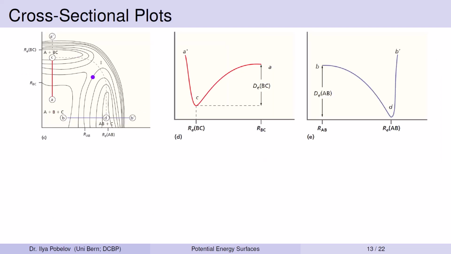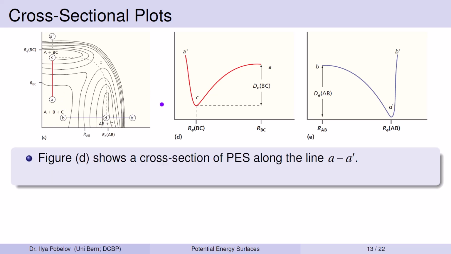To further analyze the potential energy surface, we can extract cross-sections along specific pathways. For example, figure D shows a cross-section of the potential energy surface along the line A, A'. It corresponds to a varying distance between the atoms B and C, while the distance between the atoms A and B is constant and very large.